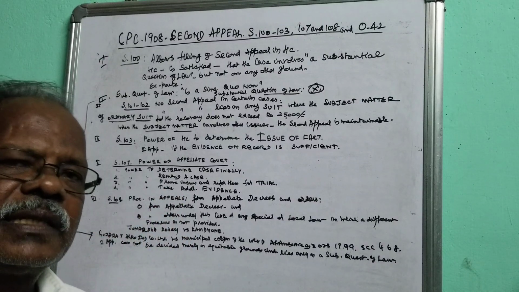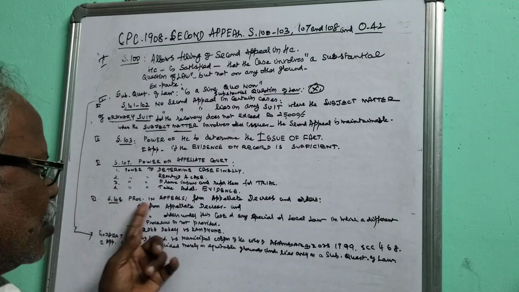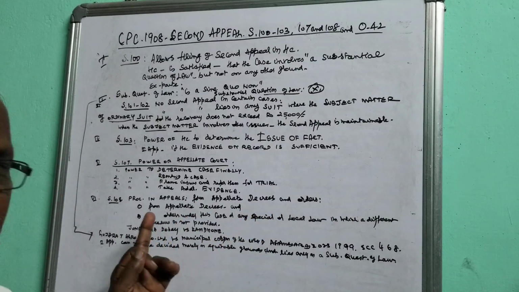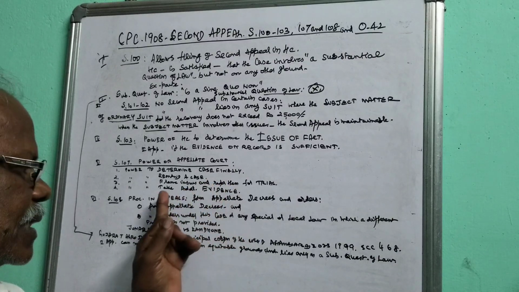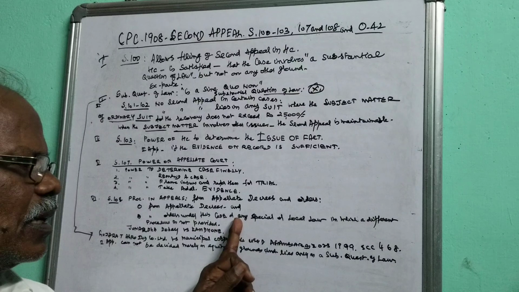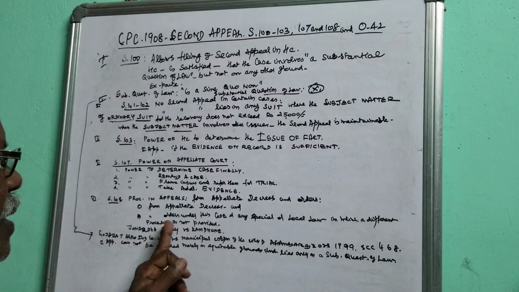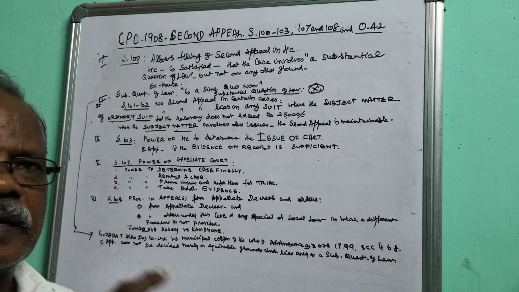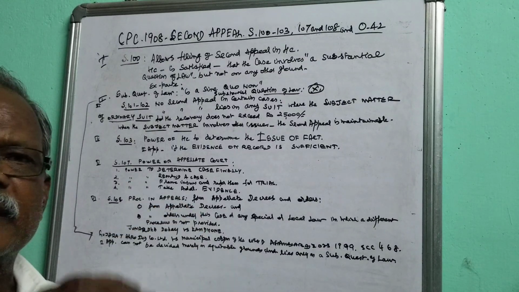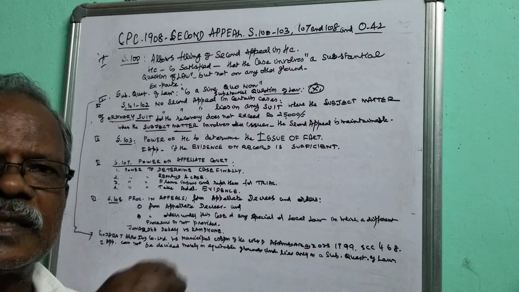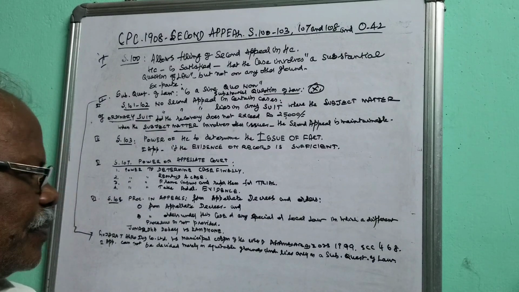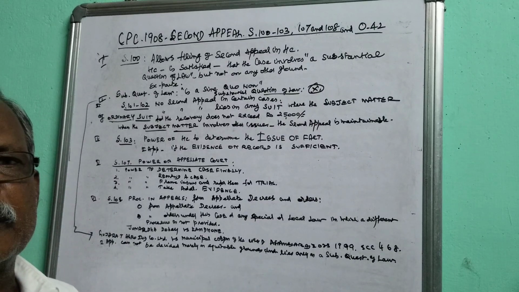And now we will see the section 108. According to section 108, the procedure in appeals from appellate decrees and orders. Section 108 gives provision that, from appellate decrees and orders under this code or any special or local law in which a different procedure is not provided, the appeals can be taken up from appellate decrees. When the decree is clearly mentioned that it is appellate, then it can be taken up. And if appellate orders are there under this code, then that can be taken up for appeal.